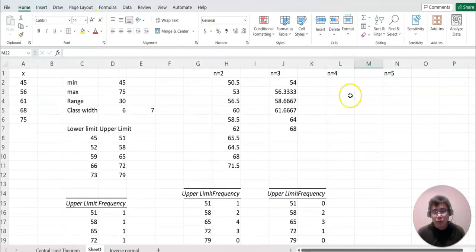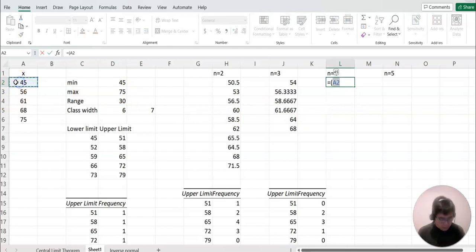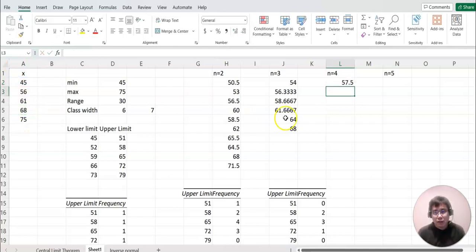Now n equals 4. Now you understand what I'm going to do. It will be every 4 data and then finding the mean here. So equal to 1, plus second, plus third, plus fourth, and divide by 4. Then we can do one more.